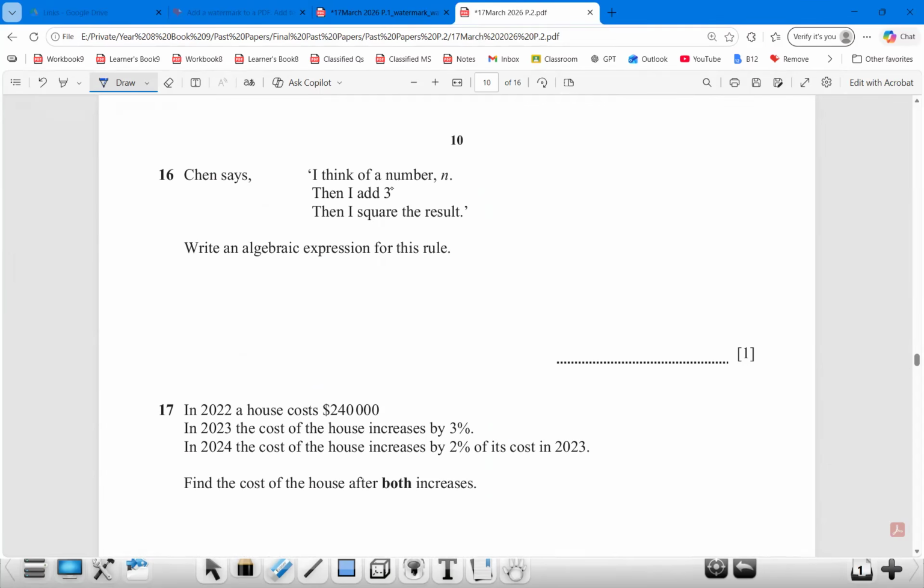Chen says, I think of a number, n. I add to it 3. I square the result. That's it. Don't forget the brackets. If you forget the brackets, it's 0. Wrong.